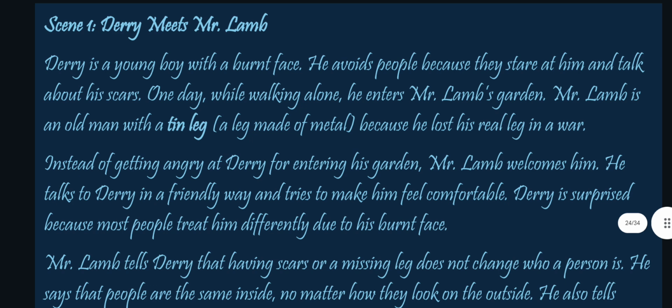Scene 1. Derry meets Mr. Lamb. Derry is a young boy with a burnt face. He avoids people because they stare at him and talk about his scars. One day, while walking alone, he enters Mr. Lamb's garden. Mr. Lamb is an old man with a tin leg, meaning a leg made of metal, because he lost his real leg in a war. Instead of getting angry at Derry for entering his garden, Mr. Lamb welcomes him. He talks to Derry in a friendly way and tries to make him feel comfortable. Derry is surprised because most people treat him differently due to his burnt face.